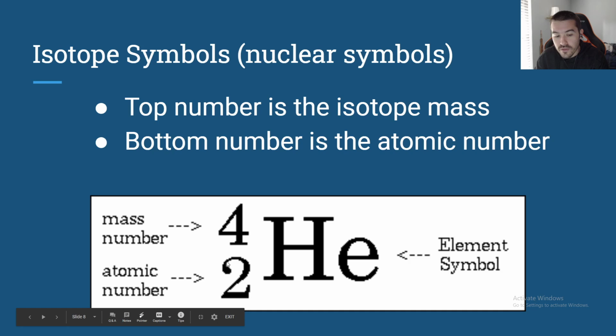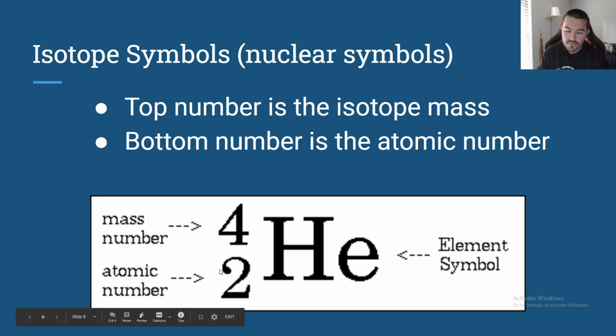Sometimes you will see this number here as well, the atomic number, but most of the time this number is not included. So just kind of in your imagination or with your hand, cover over that number. Normally, an isotope symbol or a nuclear symbol only has the element symbol and the mass number up here on the top. Usually, this atomic number is not included.